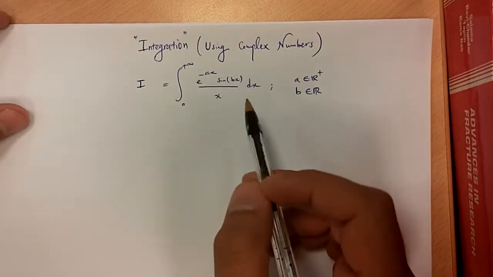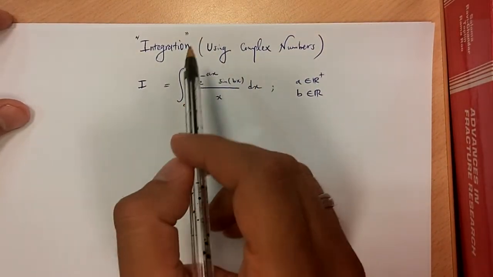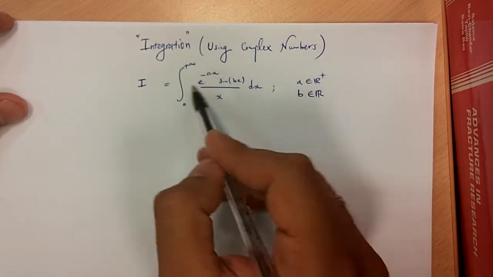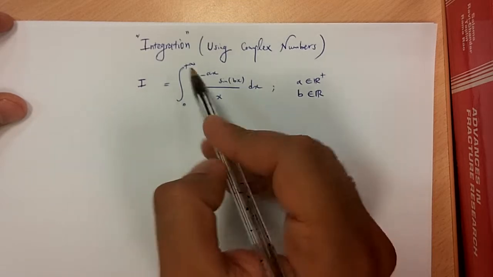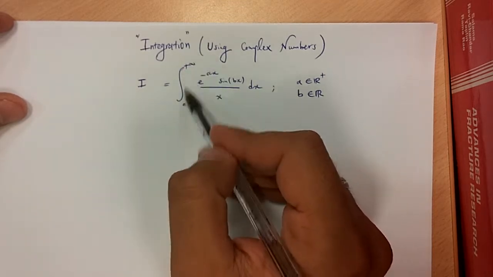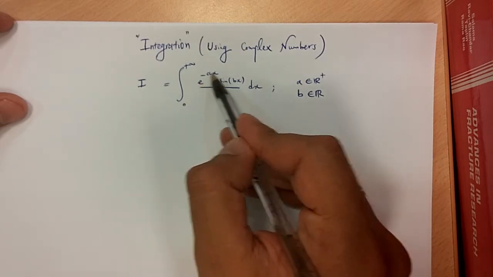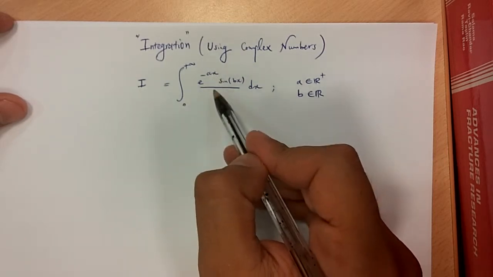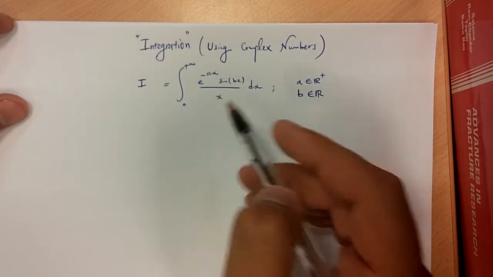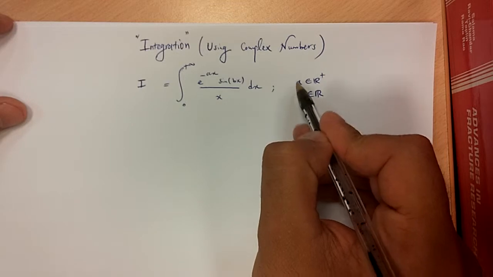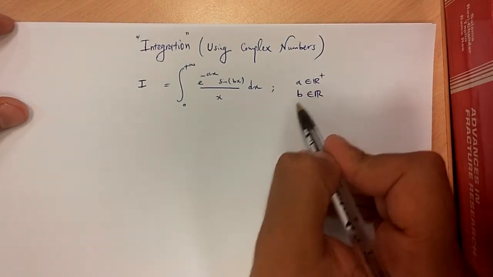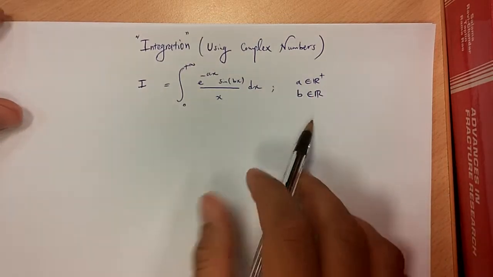Hello everybody, in this lecture I'm going to give you another example of integration. We have an integral I, a definite integral from 0 to plus infinity of exponential of minus ax times sine of bx over x dx, in which the parameters a and b are a positive real and an arbitrary real number.